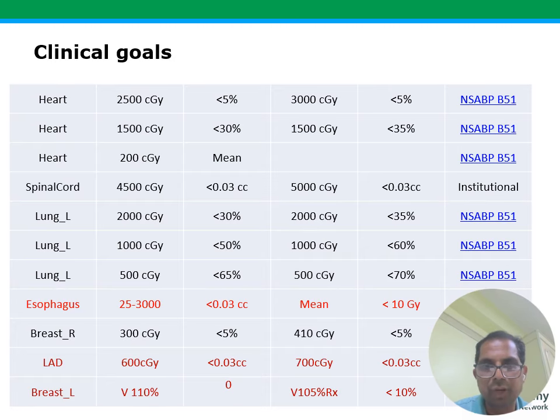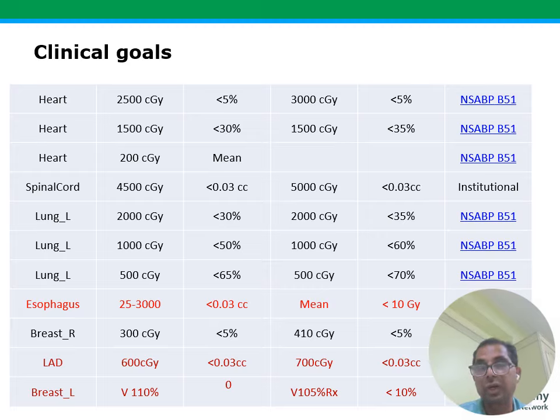And this is an example, like you can see that in none of the NSABP constraints was the esophagus there. We added esophagus maximal dose 25 to 30 gray, mean dose less than 10 gray for upper esophagus from cricoid to tracheal bifurcation. LAD maximal dose of 600 centigray, but we accept up to 700 centigray. And for dose homogeneity, V110 0 and V105 less than 10%.